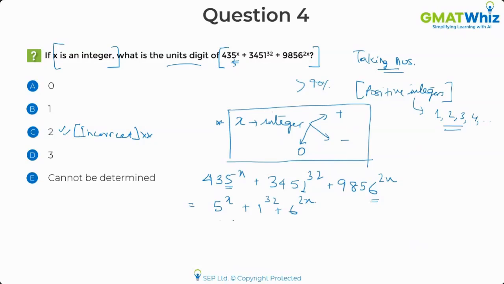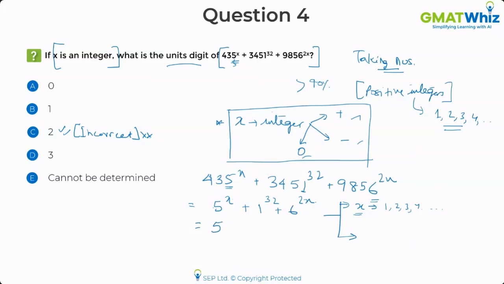Once you have this, you should definitely make two cases, at least two cases. If you want, you can make all these three cases. One is when x is a positive integer, when you take x as positive, like 1, 2, 3, 4. In such cases, the value of 5 to the power x, when you're considering x as positive, is always 5. So you don't need to worry about it.